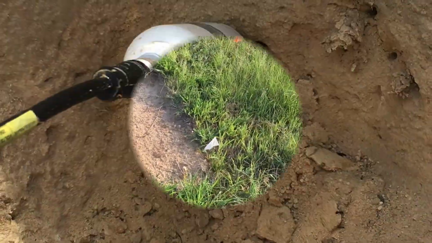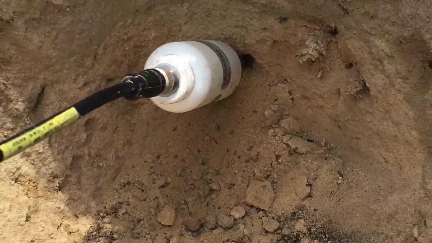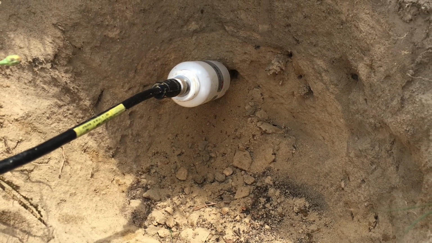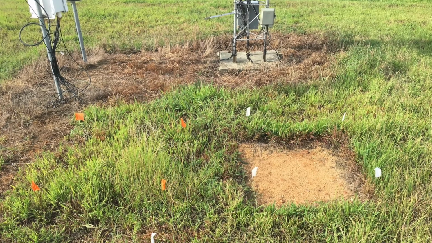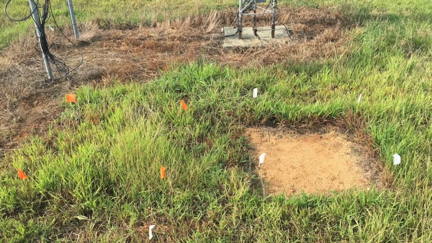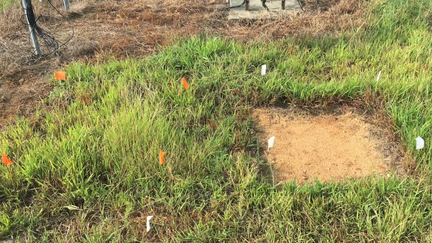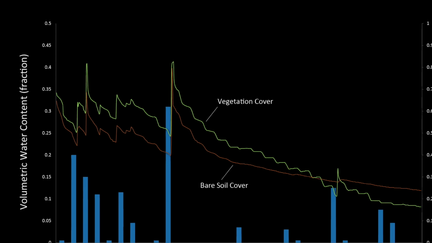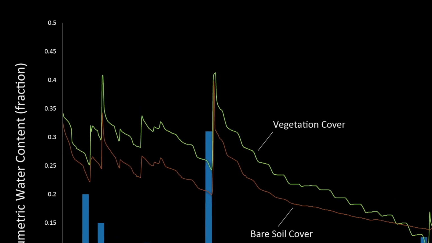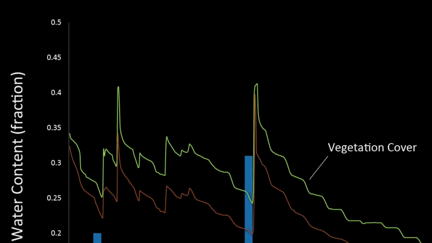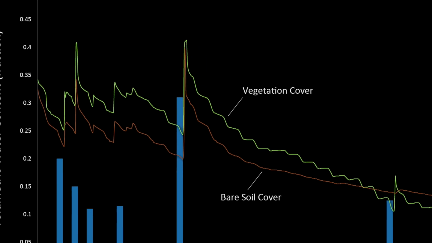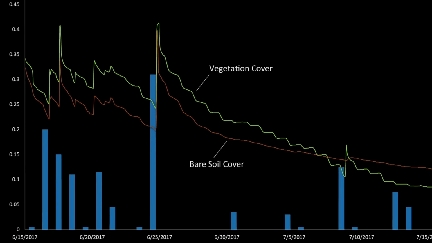Two sensors were buried right next to one of our EcoNet towers, where we know the soil is a mixture of sand and clay. One sensor has been buried beneath bare soil, while the other sensor is underneath a cover of vegetation. Looking at the time series, we can see that the higher values, which are likely associated with saturated soils, tend to be around 0.4 or 40%, while the lowest values recorded are between 0.1 and 0.15 or 10 and 15%.